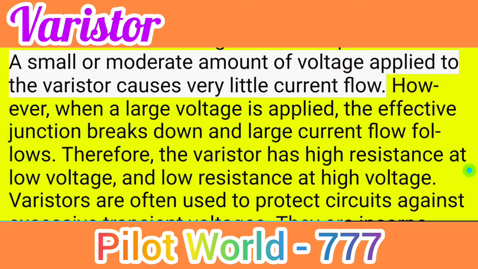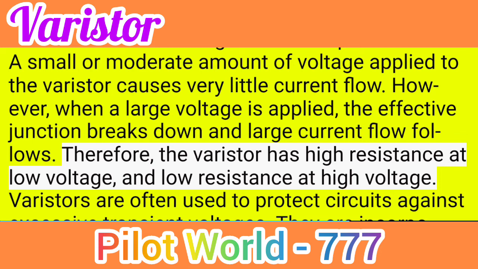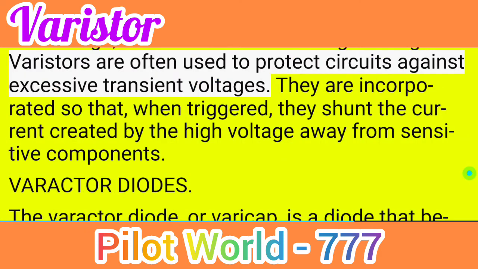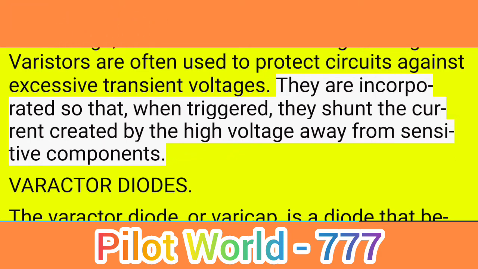A small or moderate amount of voltage applied to the varistor causes very little current flow. However, when a large voltage is applied, the effective junction breaks down and large current flow follows. Therefore, the varistor has high resistance at low voltage and low resistance at high voltage. Varistors are often used to protect circuits against excessive transient voltages. They are incorporated so that, when triggered, they shunt the current created by the high voltage away from sensitive components.